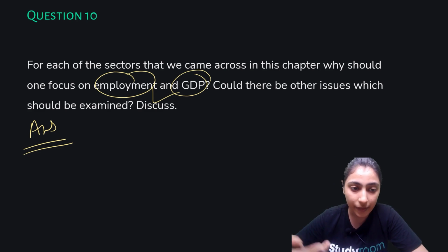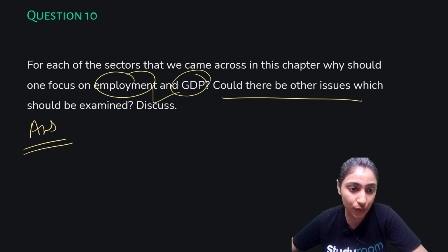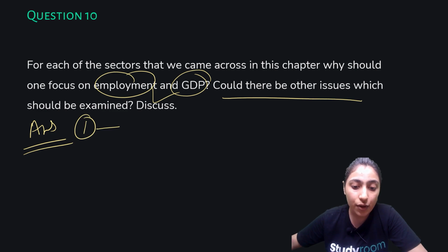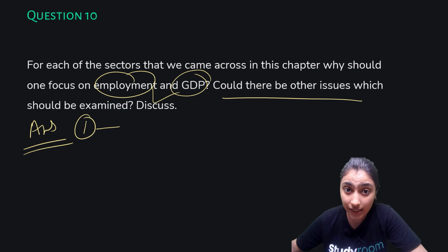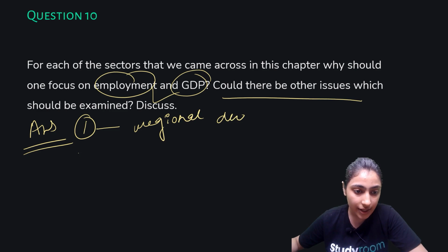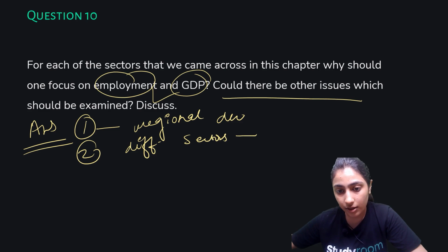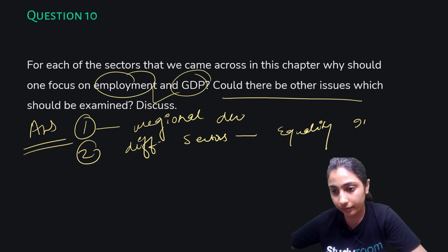So this is the main reason why we always focus on employment and GDP. Now coming to the second part, could there be other issues which should be examined, discussed? So yes, there can be many other issues. First can be balanced regional development. So over here I'll write regional development. Second, it can be equality in income and wealth among people in different sectors.